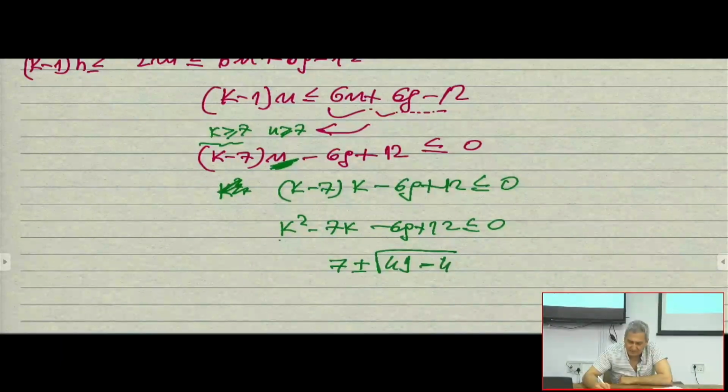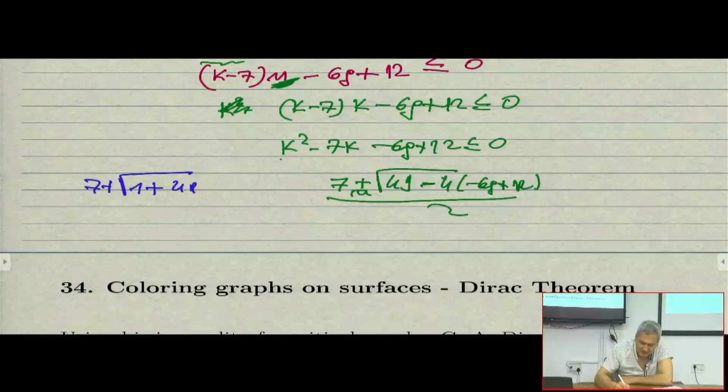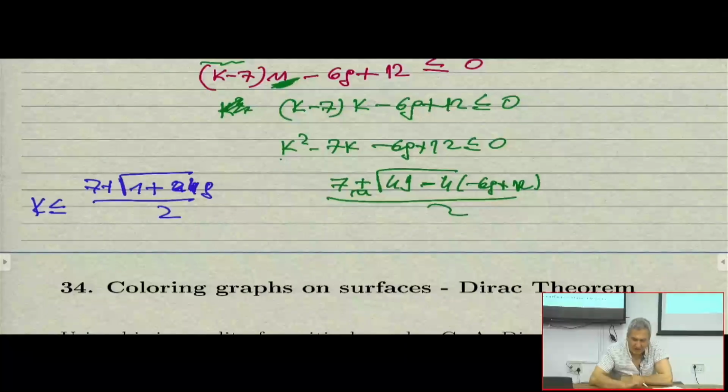4 minus 6g plus 12 or something like that, over 2. But because we want this bound, here comes plus. You should know that better than me. I'm forgetting, I'm old. You get this bound 7 plus inside. This will be something cancelled. It will be 1 plus 24g over 2. So k should be smaller than this in order to hold this inequality, and then you round it down, yes, because k is integer, yes.